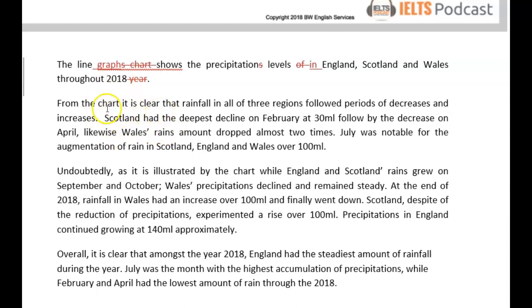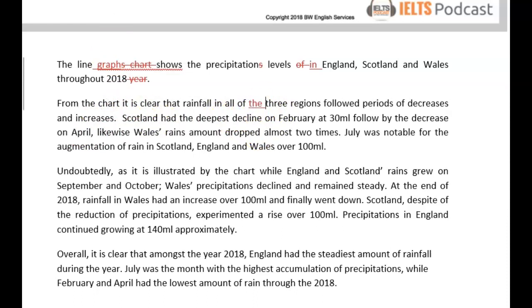From the chart, it is clear, not chart, graph. Okay, so yeah, we said graph here. You can also say from the visual. It's clear that rainfall in all of the three regions followed periods of decreases and increases. Okay, this is a clear way of saying, but there's a better way. Perhaps you could use the word fluctuation or variation, instead of using increase and decrease, because you'll be using these verbs and nouns further on.